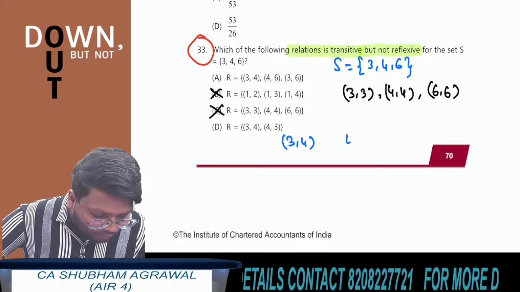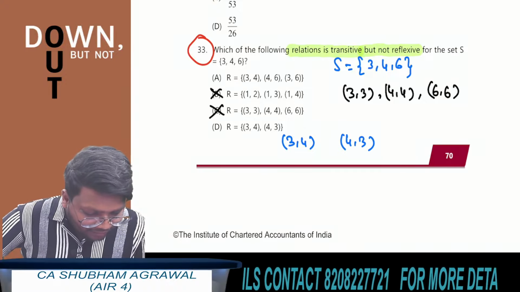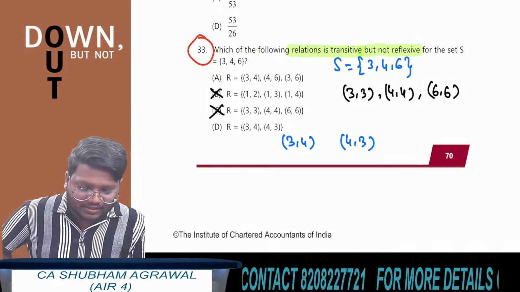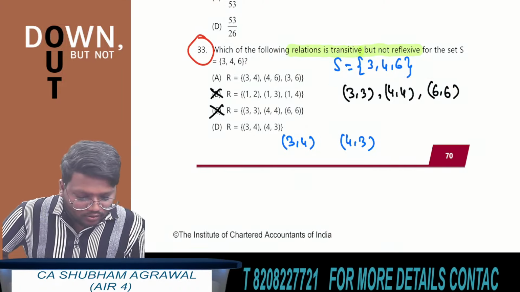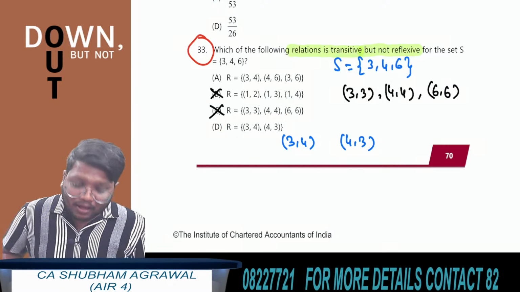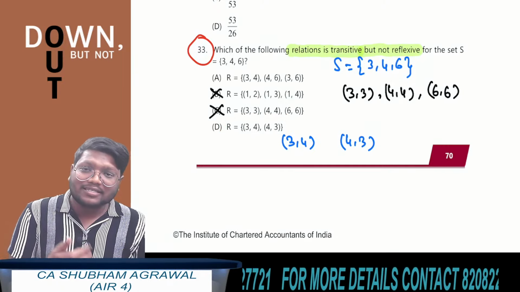You can see here that in option D, the ordered pairs which are there in the relation are 3, 4 and 4, 3. So definitely this relation is not reflexive, because these 3 ordered pairs are not there in the relation. But now you have to check whether this relation is transitive or not.